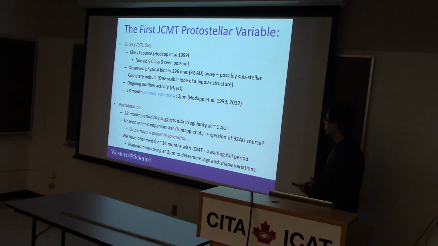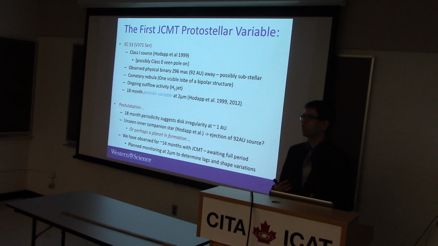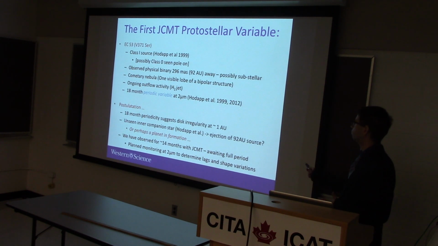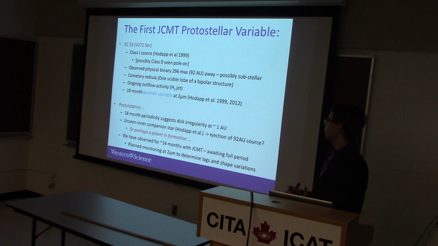If you do have another source, then the 92 AU source, is this a third companion? Is it stable? Has there been interactions? But we're still, as I said, about a year into the survey. We've got another 2 years to go. So definitely keep an eye out for this.